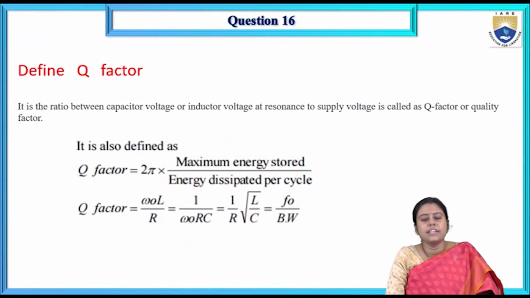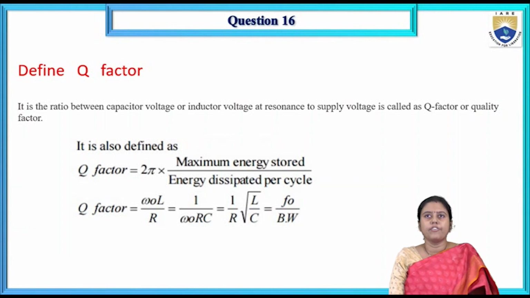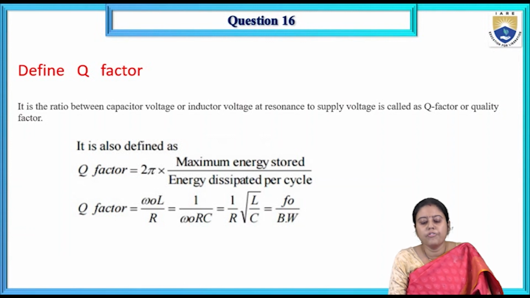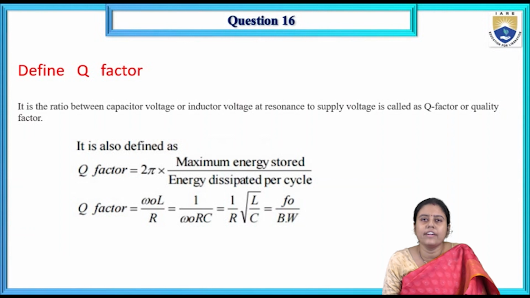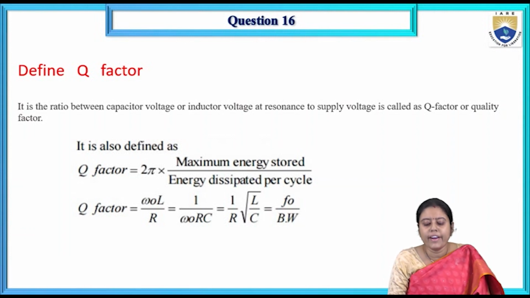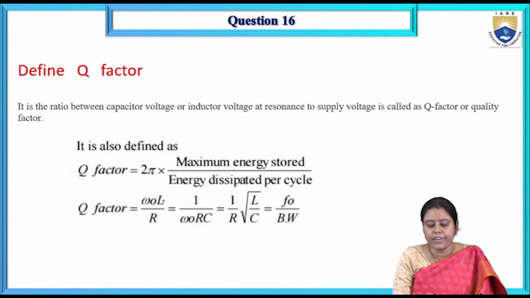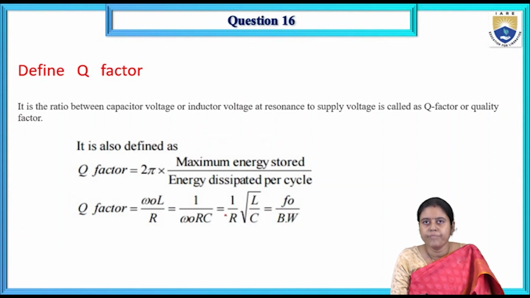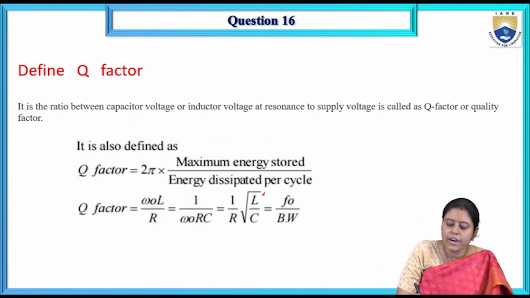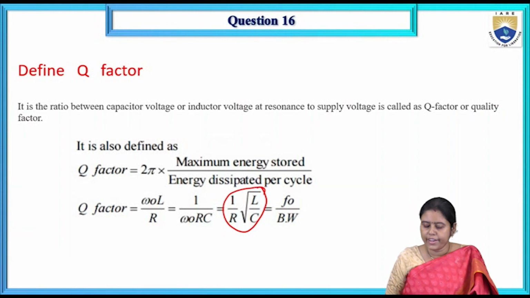So moving to question number 16. Define Q factor. It is the ratio of the inductor or capacitor voltage at resonance to the supply voltage. As we discussed, the voltage is the same. So it is the ratio of the inductor voltage at resonance to the supply voltage. Again, we can define Q as 2 pi into the maximum energy stored, because the capacitor or inductor behaves like an energy storing element, divided by the energy dissipated. So maximum energy means 2 pi fL, so we write omega naught L by R, where energy dissipated means R. Or we can write 1 by omega 0 C R. If we make it equal, we will get 1 by R root of L by C. Generally, we use this equation for defining the Q factor.